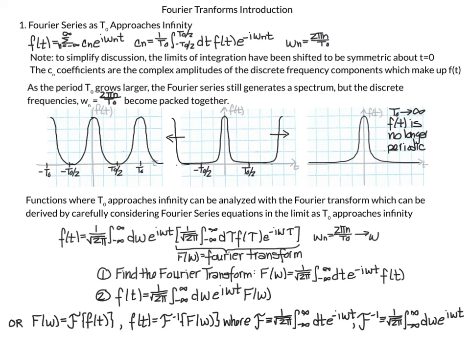And the equation we get is f of t equals 1 over square root of 2 pi, integral from negative infinity to infinity, e to the I omega t times this inner function, 1 over square root of 2 pi, integral from negative infinity to infinity, f of tau, e to the minus I omega tau. This inner function is considered our Fourier transform, and this outer function f of t is considered the thing we plug in our Fourier transform to.